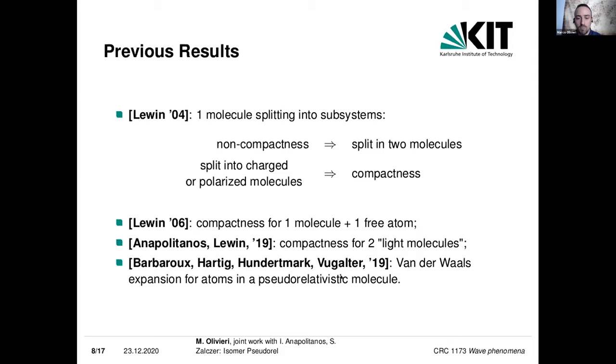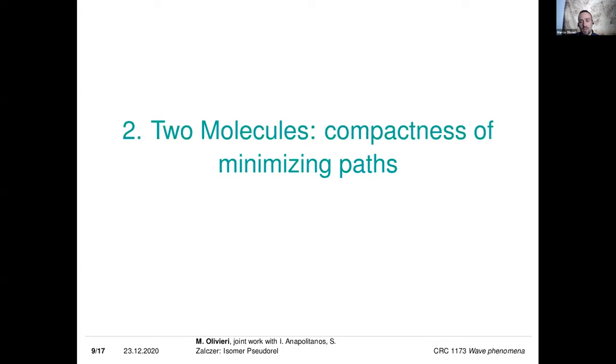So now let's focus more in detail and present the main result about the isomerization for two heavy molecules and show how the mountain pass can be reached by compact paths.